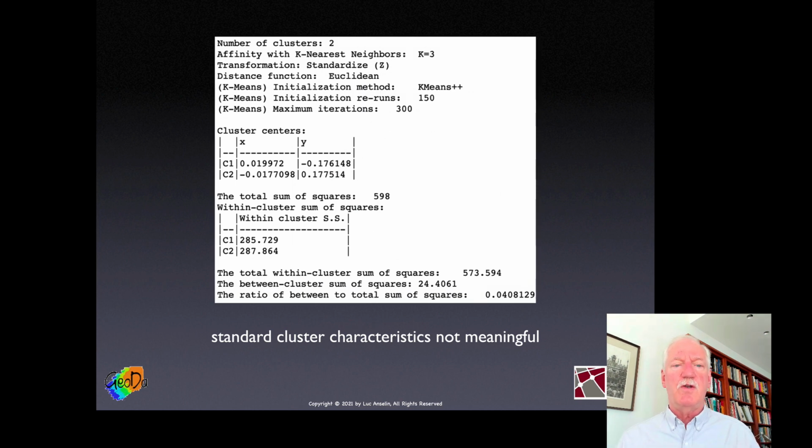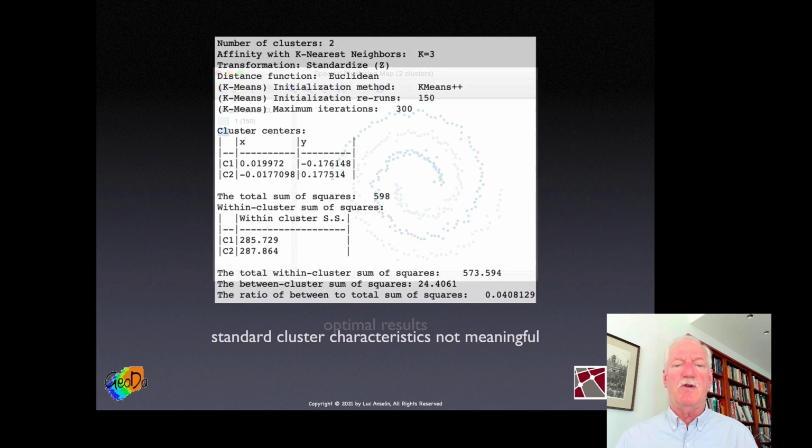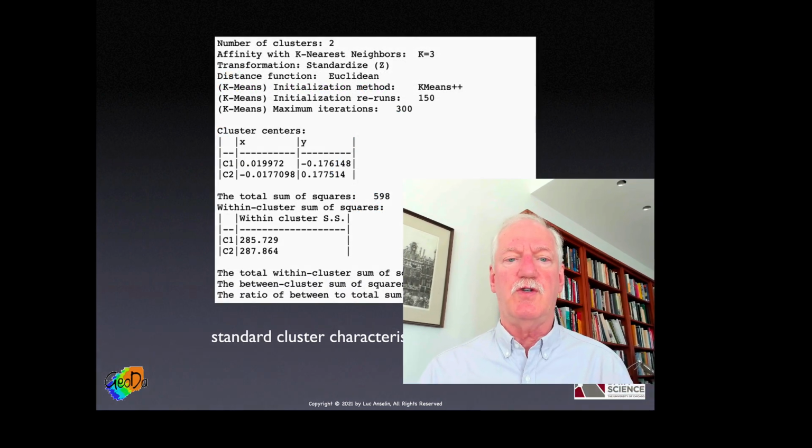As I mentioned, the summary statistics are pretty meaningless because they actually measure performance in terms of compactness. And as you see, the between to total sums of squares is pretty lousy, but in fact, that's what we want, because if we go with a compact convex cluster, then we miss the very special structure of this data. Now, in many applications, when you have tricky groupings in the data, spectral clustering is the solution.